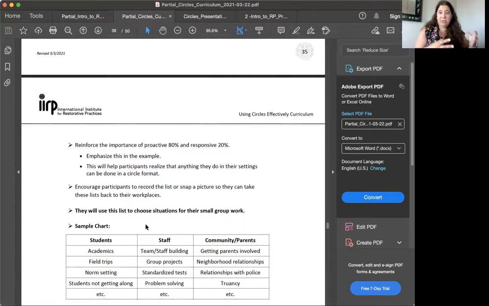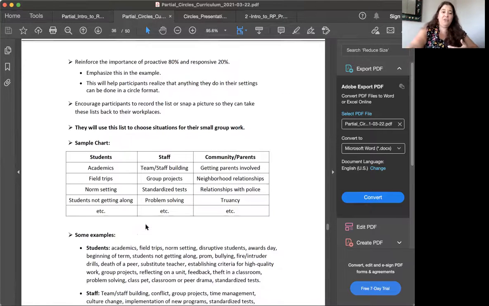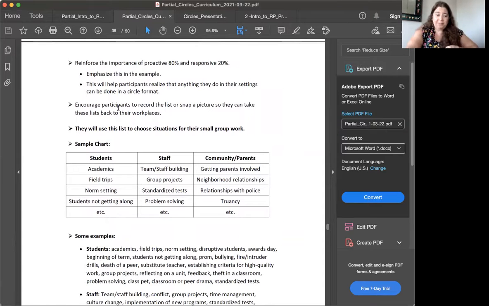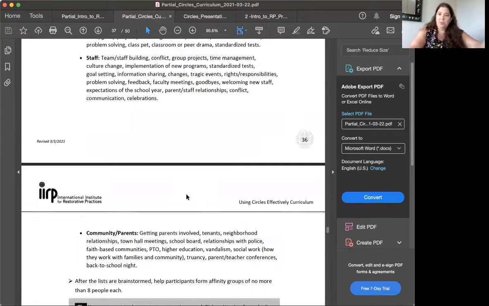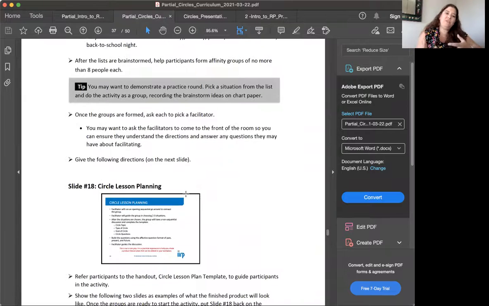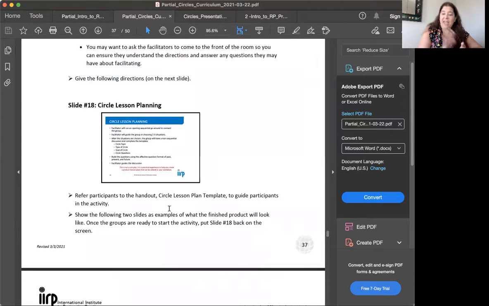So the first part is to do a brainstorm of all the different topics that you could run circles for. And we tend to break this into 3 different scenarios. So for students, for staff, and maybe for community or parents, some things will be the same throughout and some will be specific to these different groups, right? So then once you have these lists, and we've given you plenty of examples in here, then we break into some smaller groups, and we sometimes work in affinity groups around roles. So maybe teachers working together, administrators, counselors, so that they can pick scenarios that are going to be really relevant to their situation. And then in the circle lesson planning, there's a handout that goes along with this that you have access to. It'll also be in the curriculum.